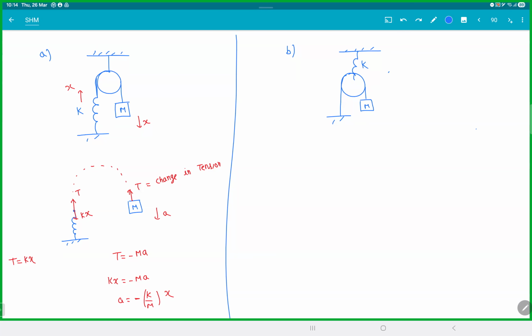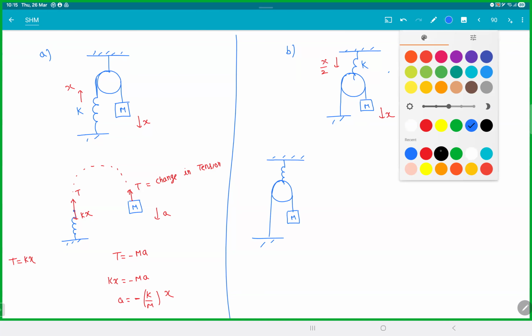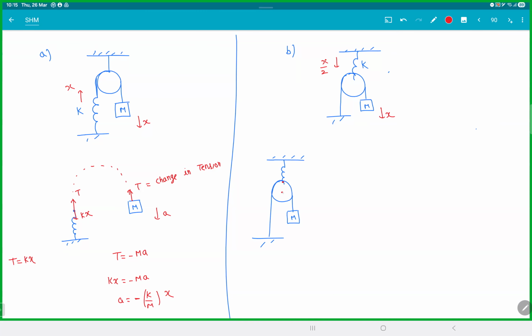Again, my simple question. If I pull this by X, do you think spring will stretch by X? Spring will go how much then? X by 2. Yeah, the constraints. Again, how did you get that? In case you're confused, look at the picture. You can just see from the picture. Just look at from the center, okay?